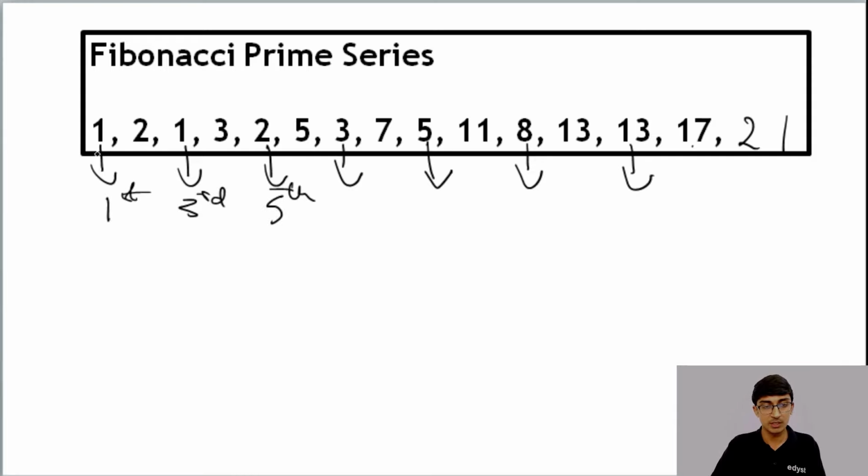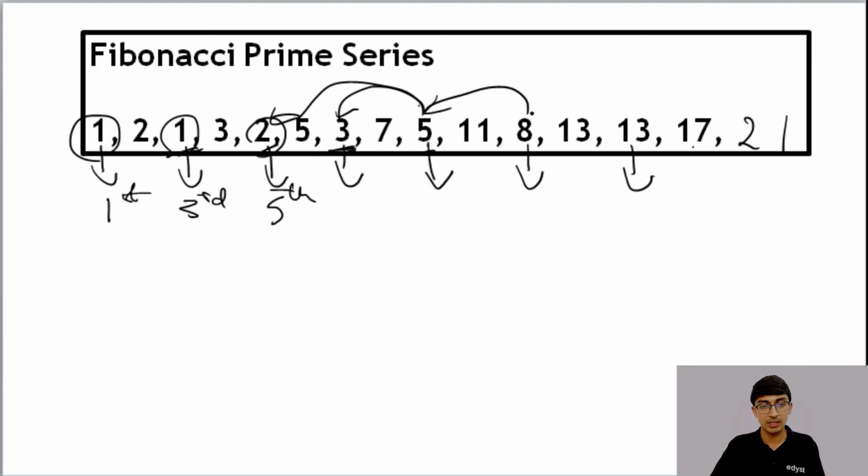So the first term is 1, the third term is 1 again, then it is 2. 2 is the sum of 1 plus 1. Similarly, 3 is the sum of 2 plus 1. Then after 3, we have 5. So 5 here is the sum of 3 and 2, right? Then we have over here 8, which is the sum of 5 and 3. So if you notice here, what's happening is in all of the odd terms, we are getting a Fibonacci series.